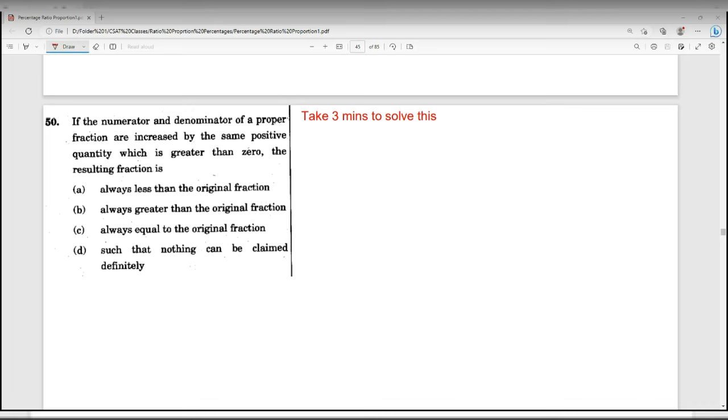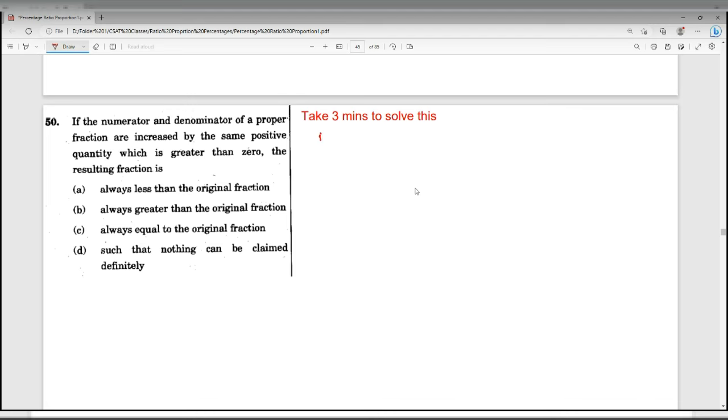Ignoring the question, so we'll see how to do this. What they're asking is, if the numerator and denominator of a proper fraction are increased by the same positive quantity, which is greater than 0, the resulting fraction is. So first of all, there are three types of fractions.